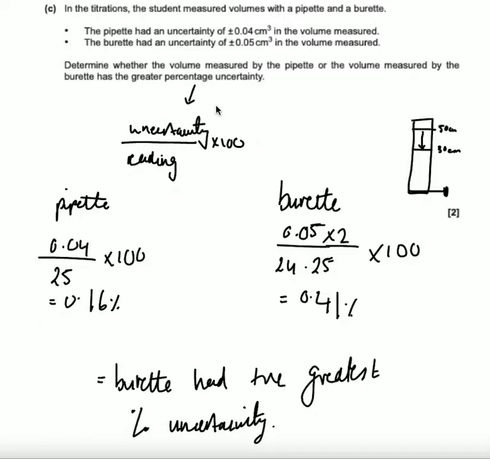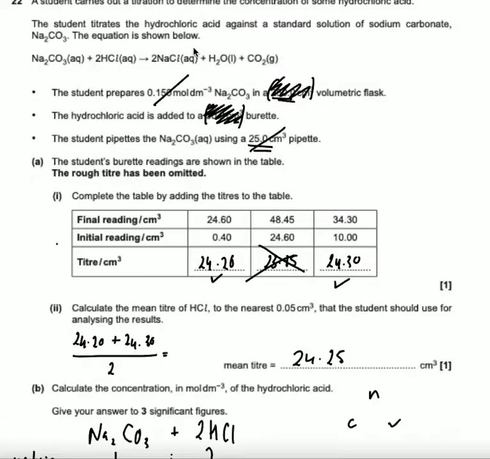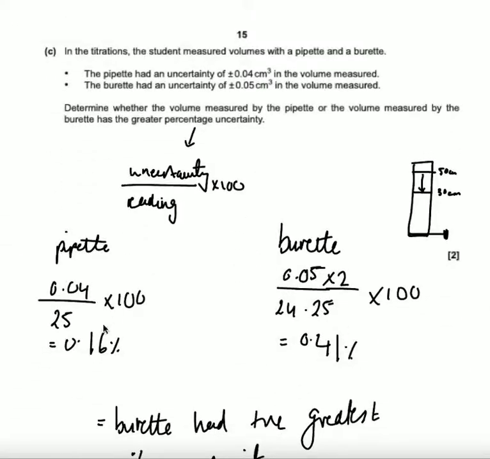Right. So how do we calculate percentage uncertainty? We take the uncertainty, we divide it by the reading, and we times by 100. So if we go to the pipette, they've given the uncertainty as 0.04, so that's our first step, divided by the reading. The reading of the pipette, which we used over here, was 25, and so we divide by 25. Notice how we didn't convert, because here it's centimeters cubed, and this is 25 centimeters cubed, therefore we keep them as the same units. And then this percentage, we have to times by 100, which gives us 0.16%.